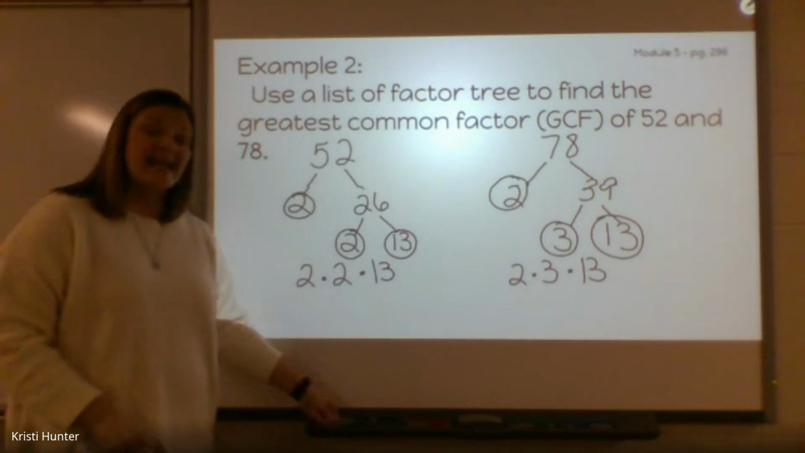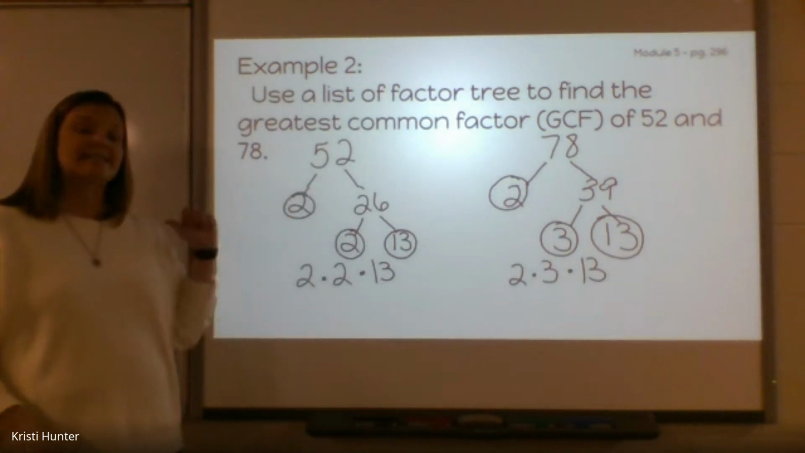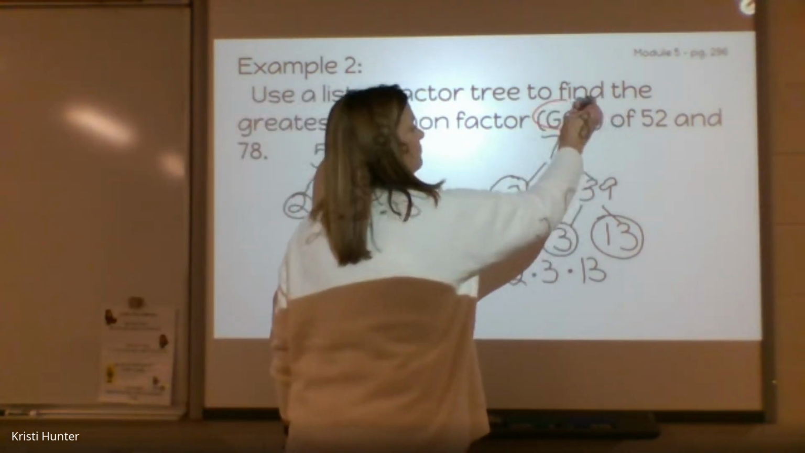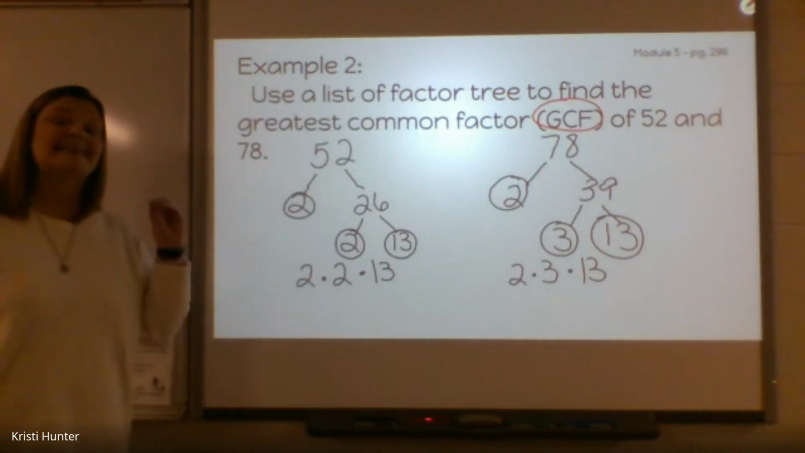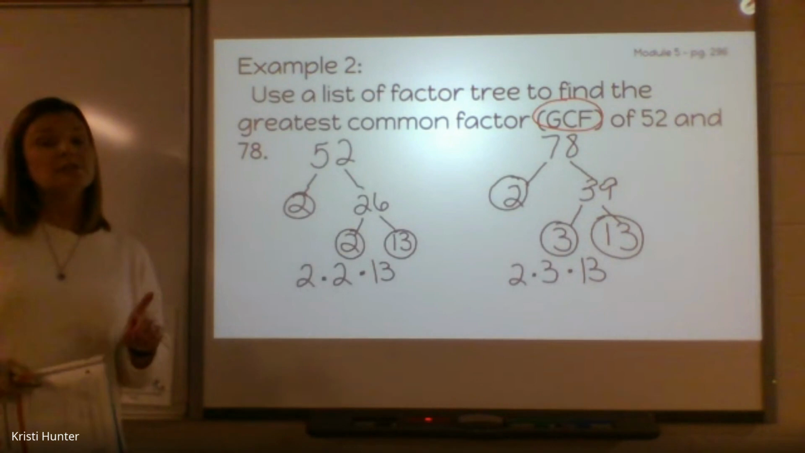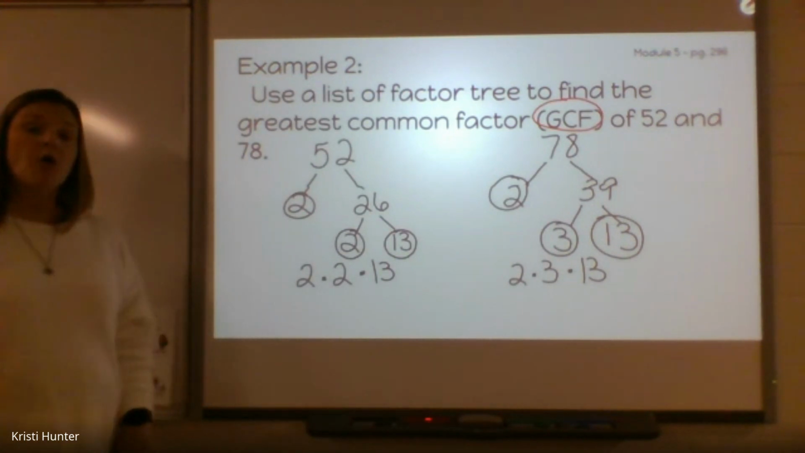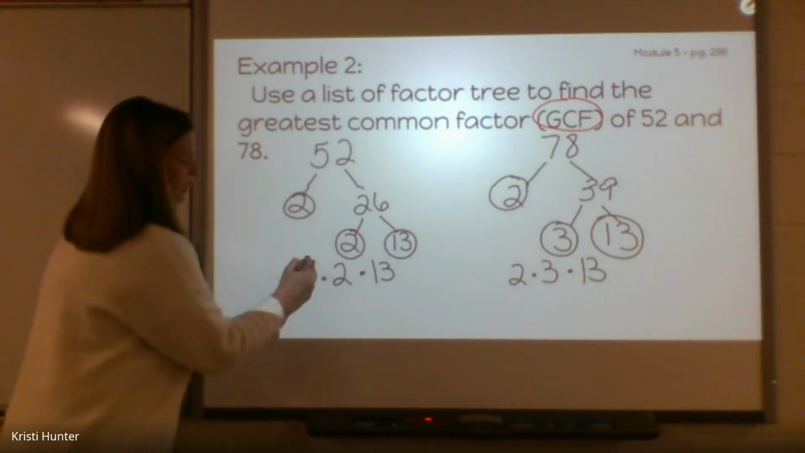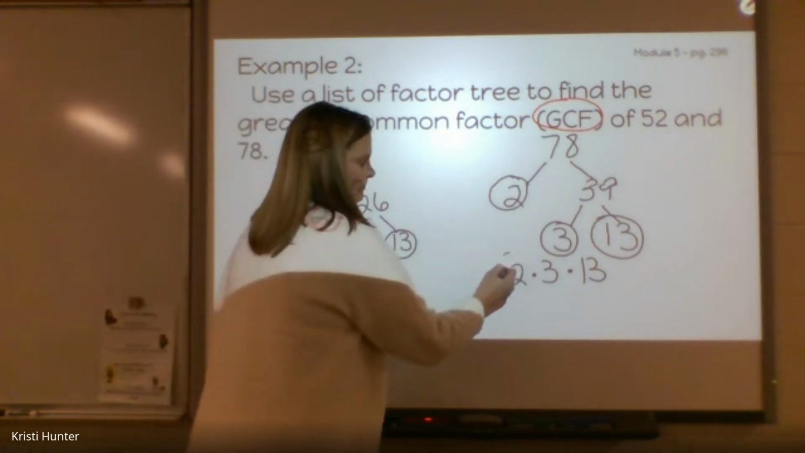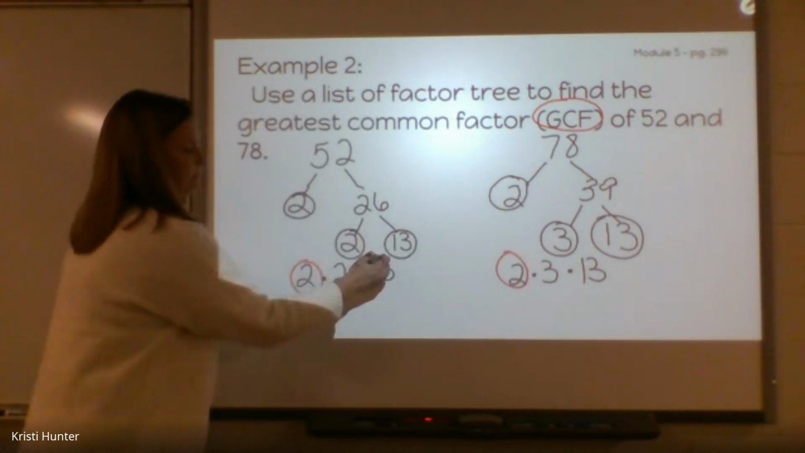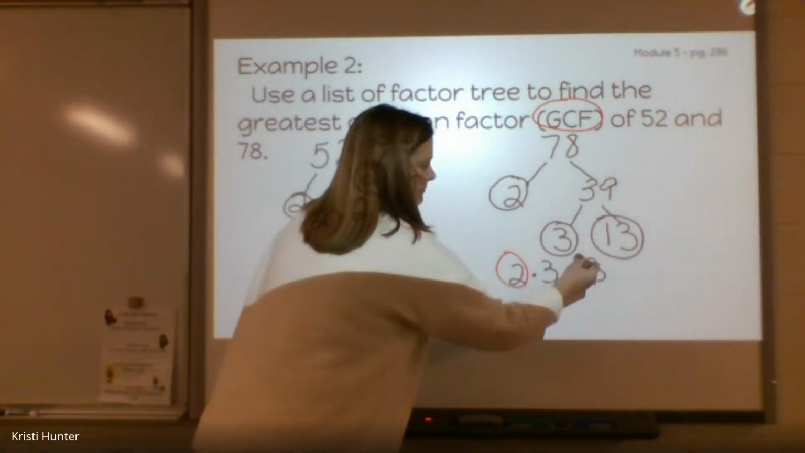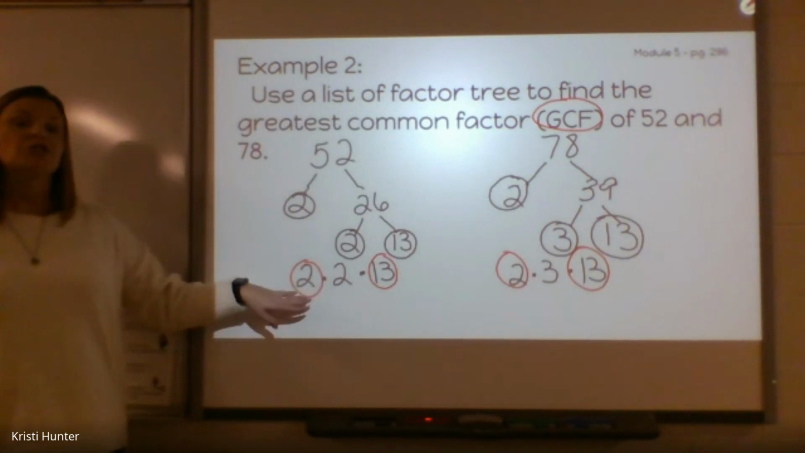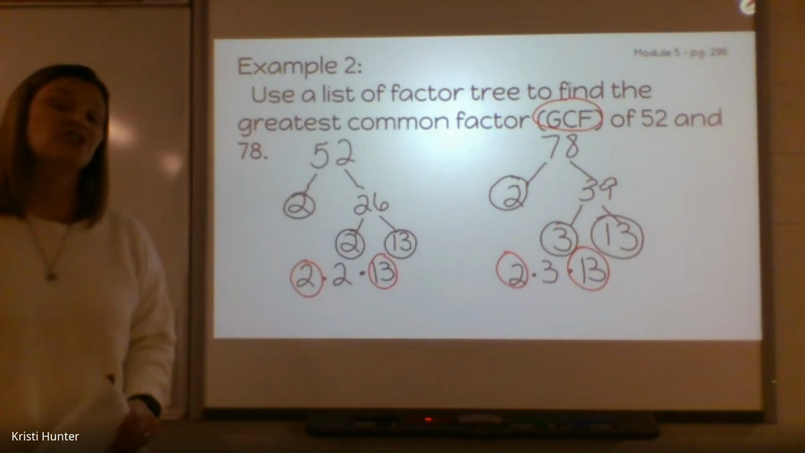Now, I do the same thing that I did on the last factor list, I look for the greatest common factor. So the number that they both share. So this one's a little different because I need to look for all the numbers that they both share. And in this case, they both share 2s. They both share a 13. Now notice, they both don't share 2 2s, so I only circled that 1 2.